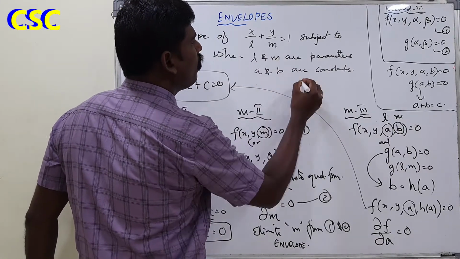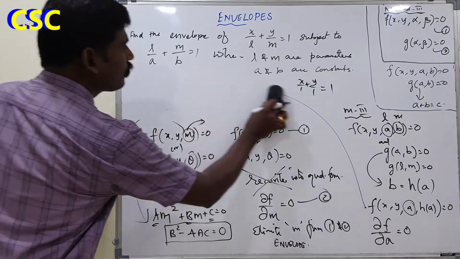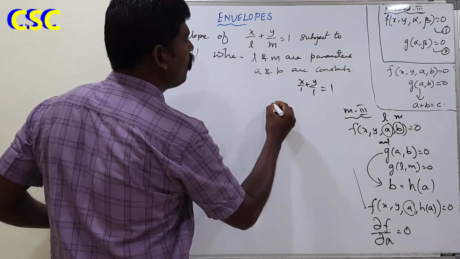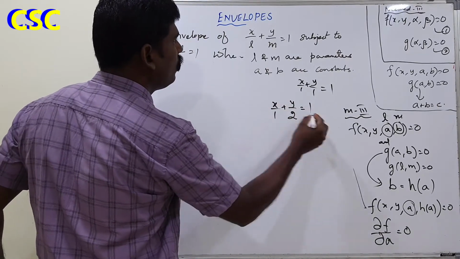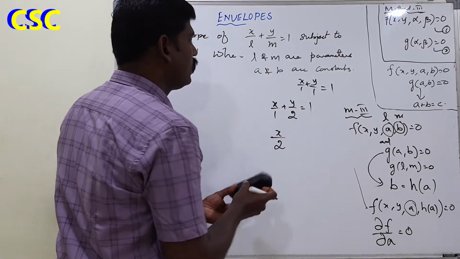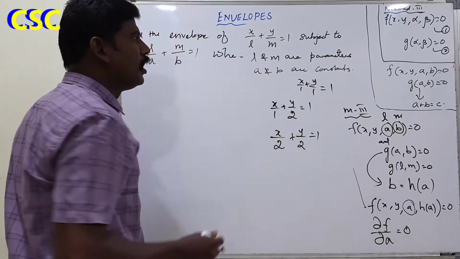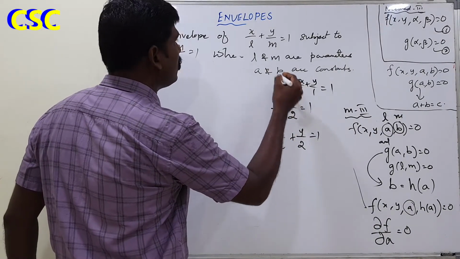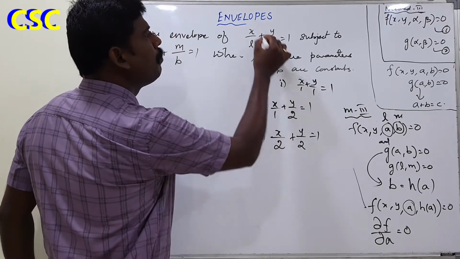By taking L equal to 1, M equal to 1, what will you get? X by 1 plus Y by 1 equal to 1. By putting L equal to 1, M equal to 2, you get X by 1 plus Y by 2 equal to 1. By putting L equal to 2, M equal to 2, you get X by 2 plus Y by 2 equal to 1. Similarly, you can give any value for L and M and get an equation in intercept form. These are all examples of members of this family.